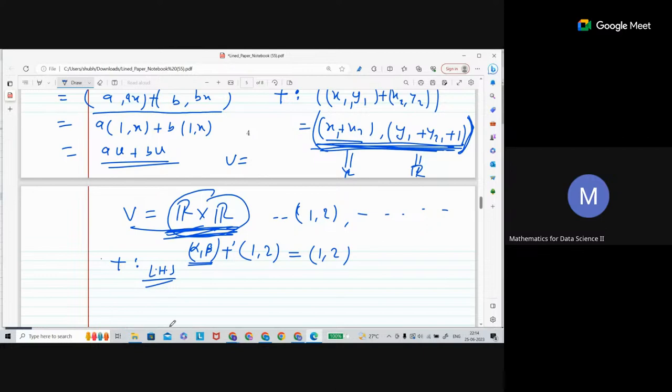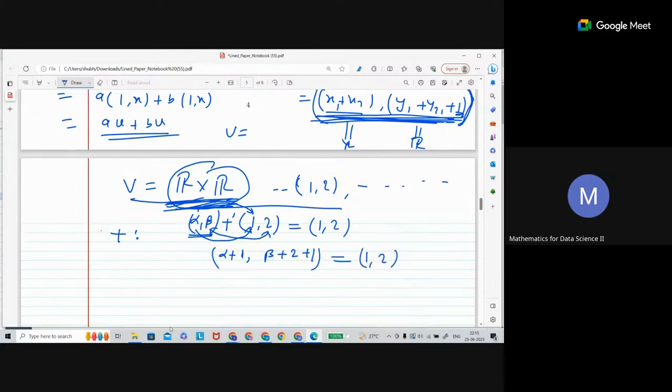So let's do the operation here. Alpha plus one, this one. Add these two: alpha plus one, and beta plus two plus the extra one. Take the whole equation. This is equal to (1, 2). Now see what is happening here.